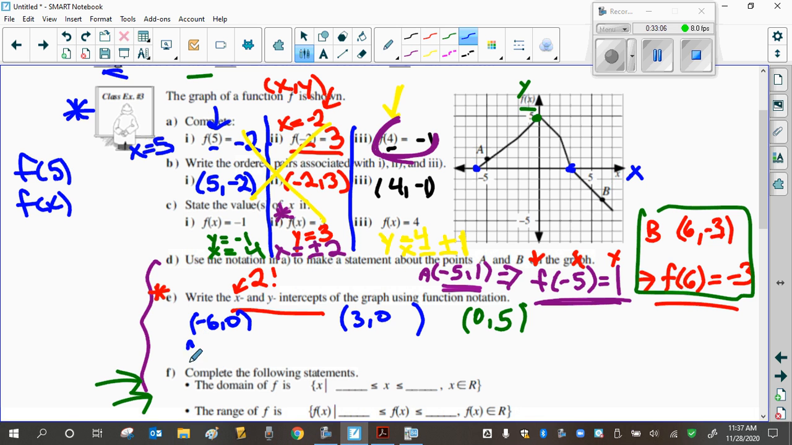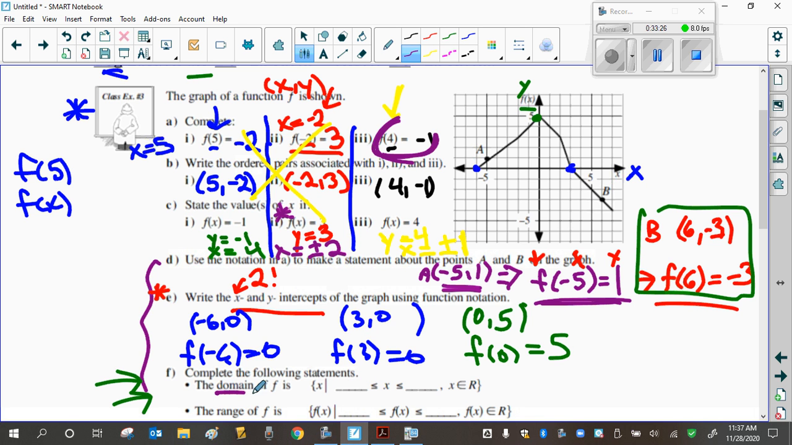Okay, so x goes in the brackets equals the y. x goes in the brackets equals the y. And x, 0 goes in the brackets equals the y. Yay.